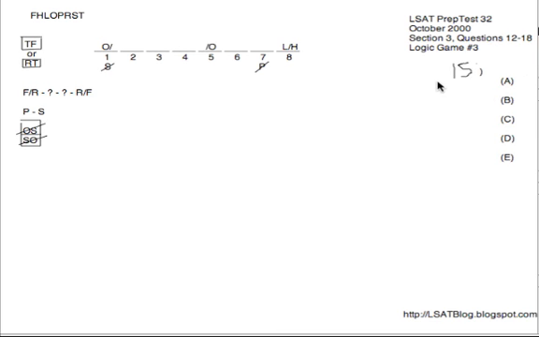Next, number 15, if O was immediately after T. So this means that O will have to be on 5 and T will have to be on 4, because if O was on 1, we wouldn't be able to have O immediately after anything.